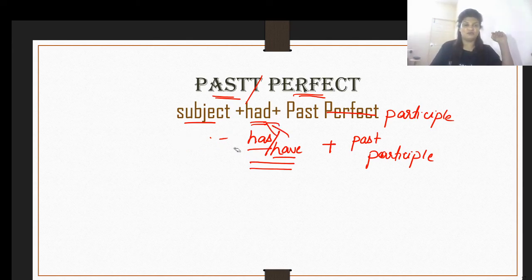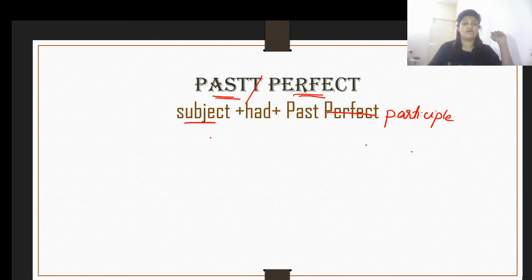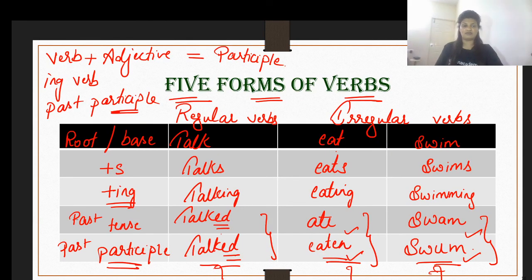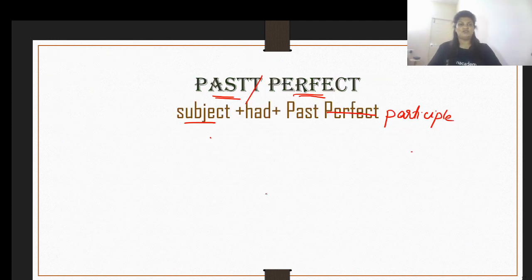Therefore, here after the subject, we use had, and soon after had, we use the past participle, which we discussed in our previous slide. If you see, this is our past participle, and this is our past participle. We use had and then we use this. We say had talked, had eaten, had swum. So let us come back to past perfect. Past participle is what we use.